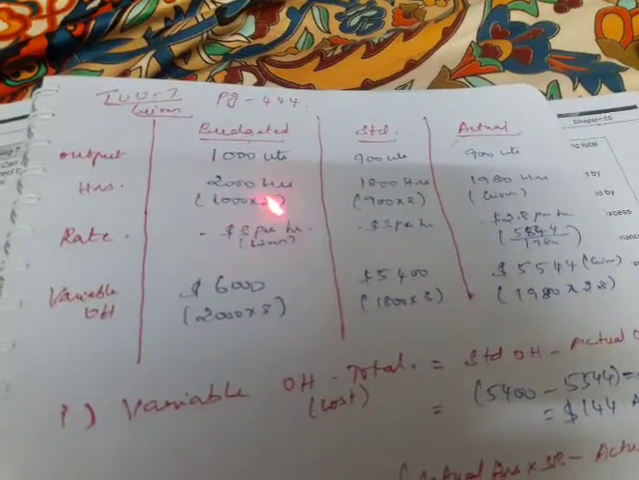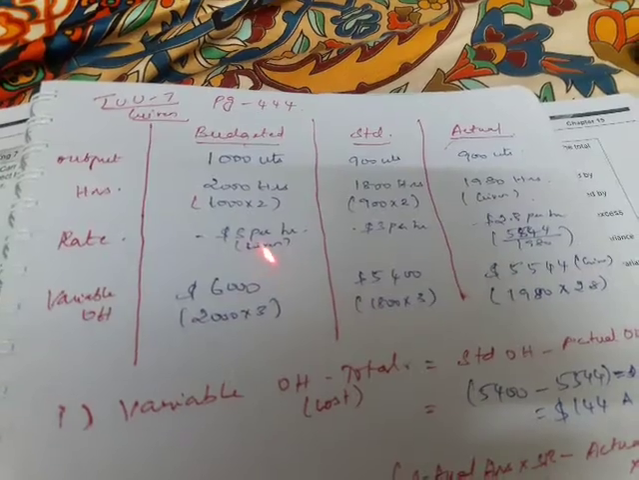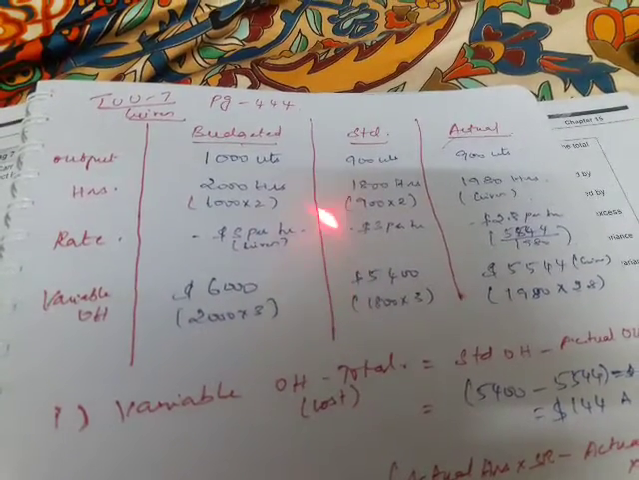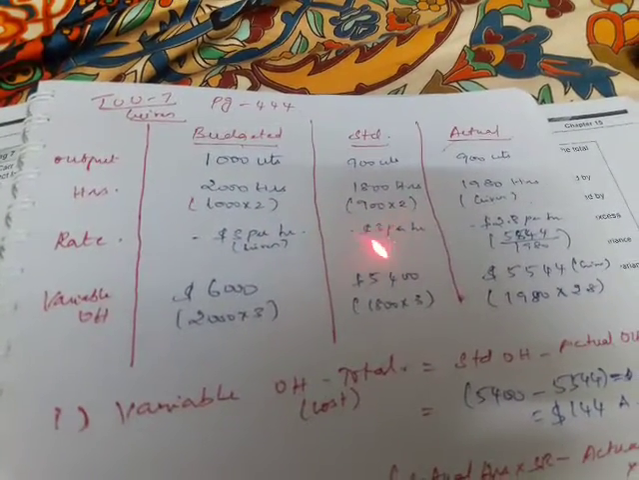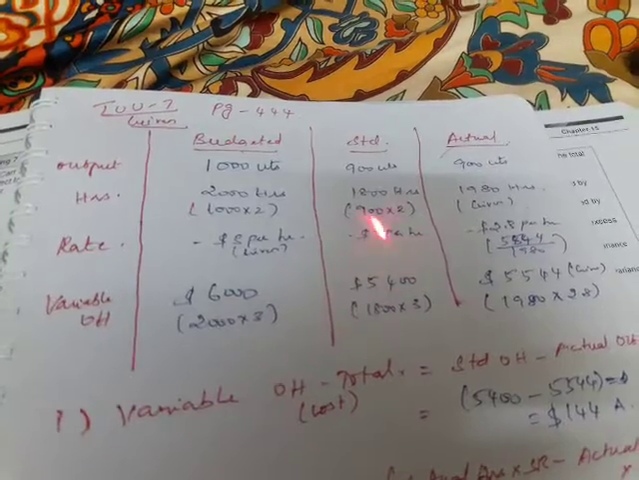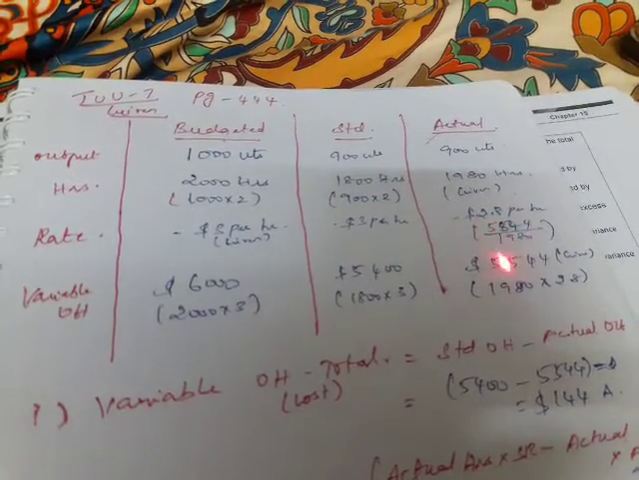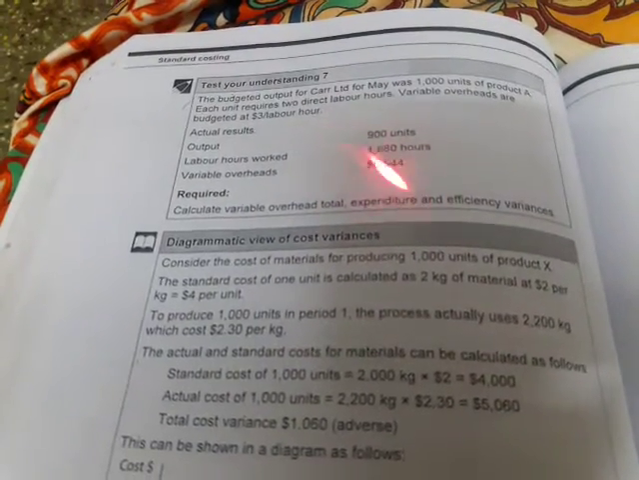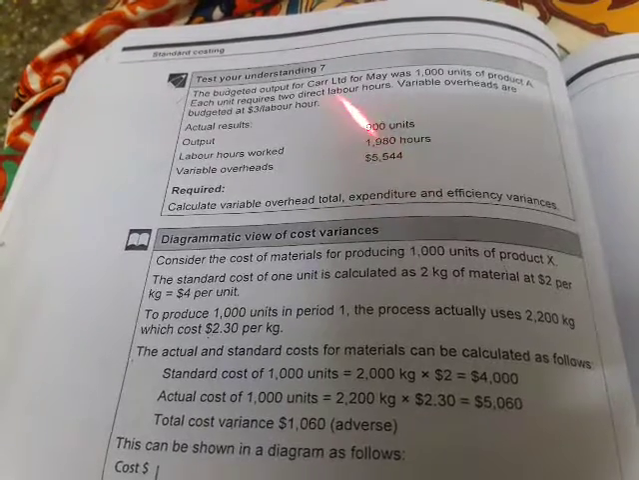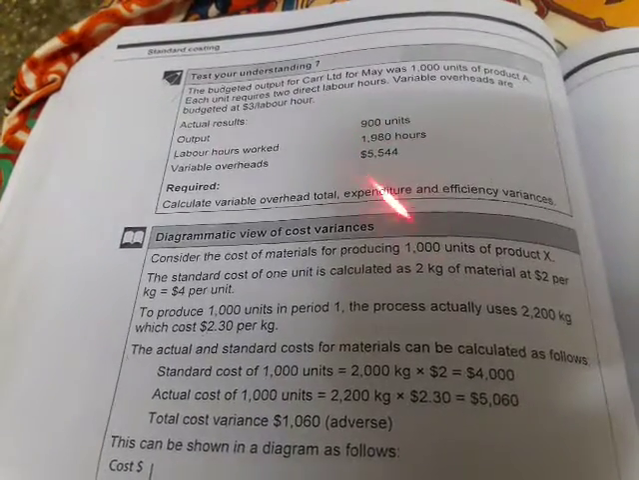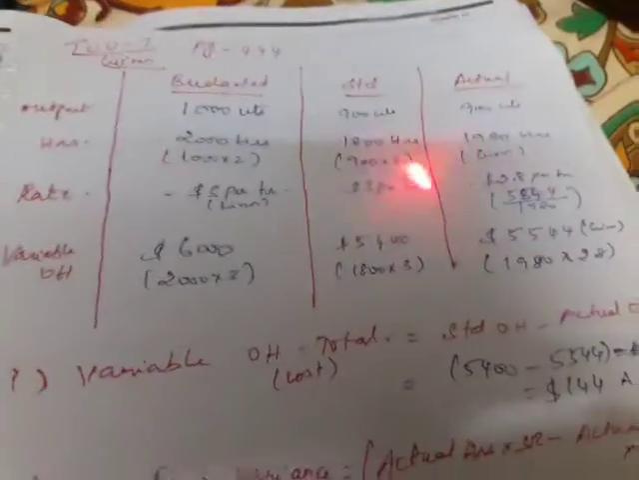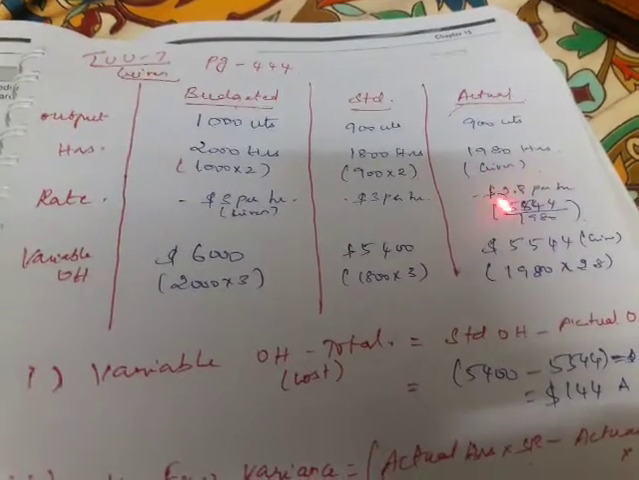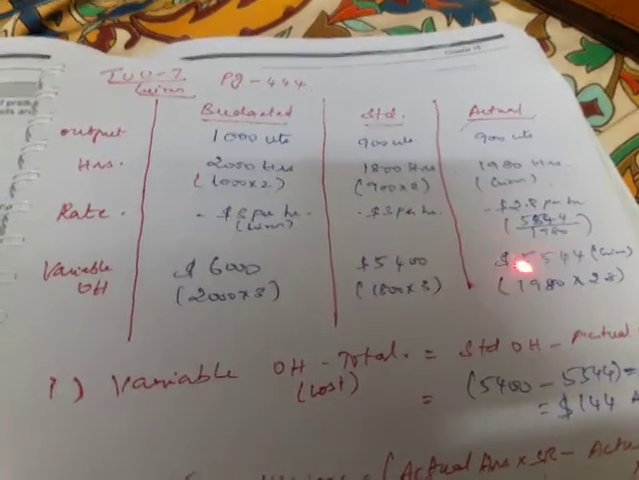Then rate. Rate is $3 per hour. It is given in the question itself. The standard rate is the same, because the standard hours are also the same; 2 hours I have taken here, and also 2 hours. So $3 per hour is also the same. What is the actual rate per hour? It is given in the question. See, 5544 is the total overheads, and the labor hours worked is 1980. So if you divide 5544 by 1980, you'll get the rate of 2.8 per hour. See, 3 per hour is the standard, but your actual is 2.8.